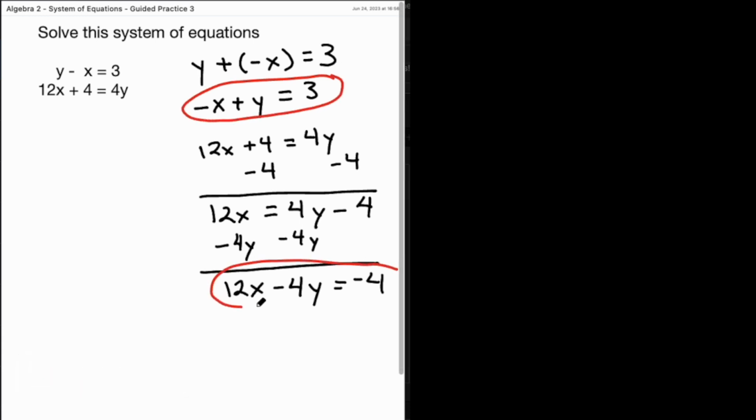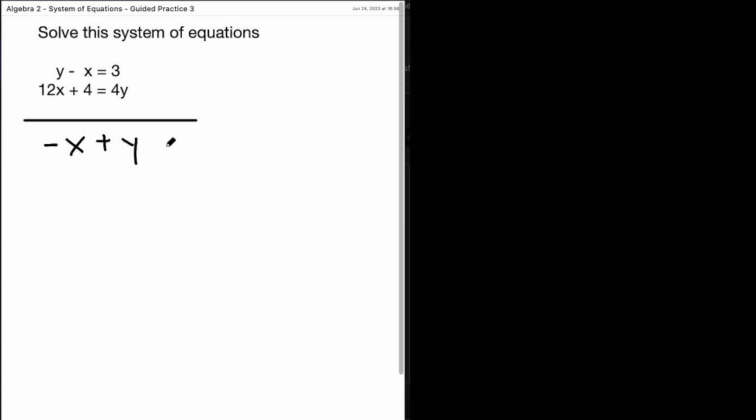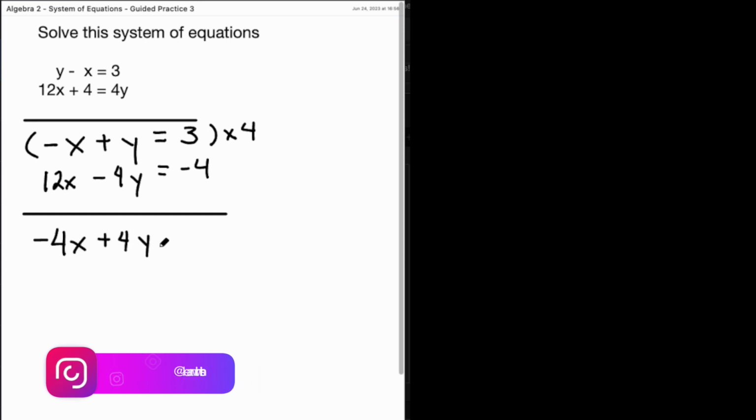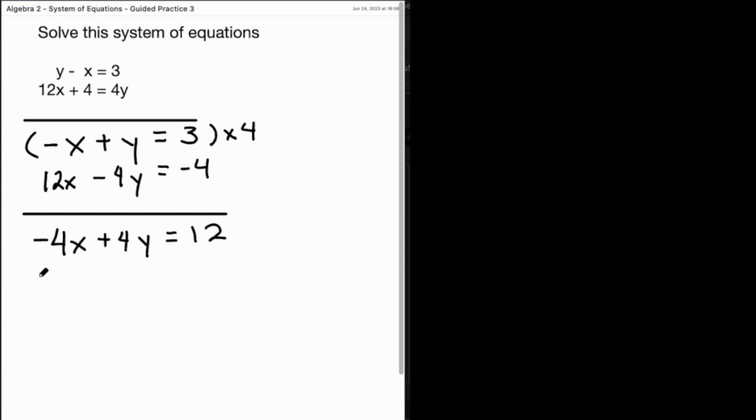Now I can start thinking about which variable to eliminate. In this case, y. In the bottom equation, I have negative 4y. In the top equation, I have positive 1y. You multiply the top equation by 4, and I have to multiply both sides of that equation. And what I get is negative 4x plus 4y equals 12. My bottom equation remains the same.